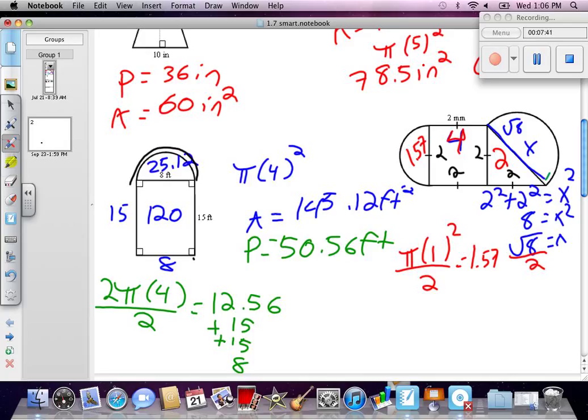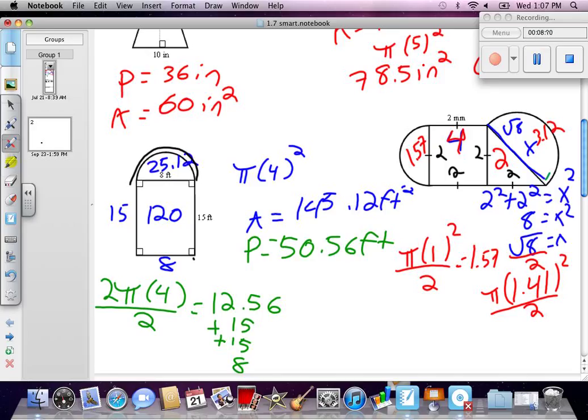Which is approximately 1.41. And then I'm going to square it, times it by pi and divide it by 2. So 3.14 times 1.41 squared, divide that by 2. So this is 3.12, we'll say.